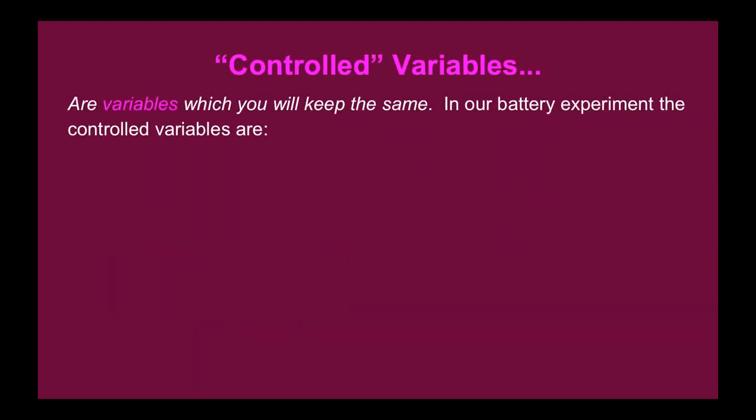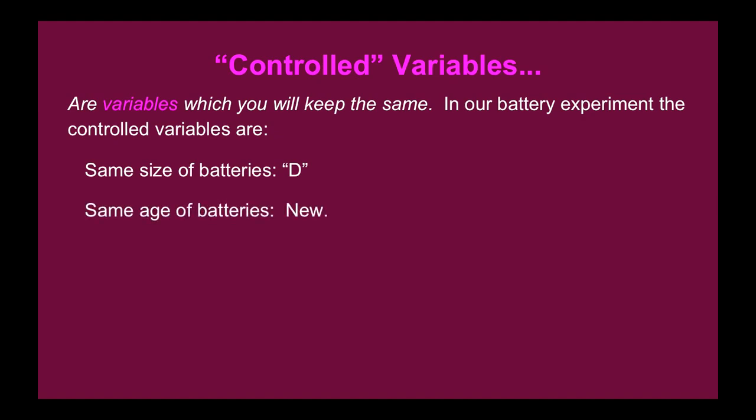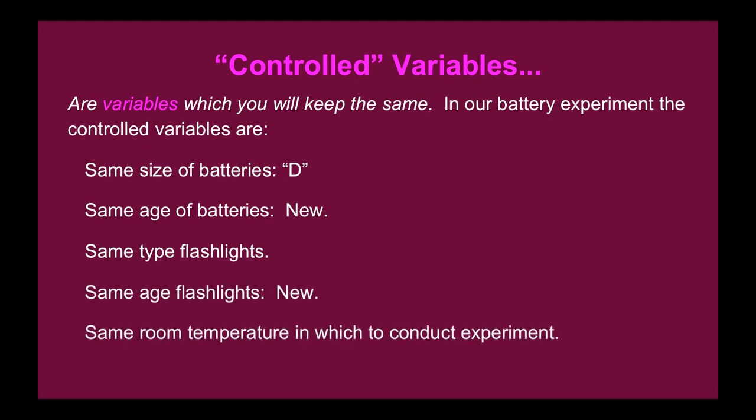Controlled variables are variables which you will keep the same. In our battery experiment, the controlled variables are the same size of battery, D, the same age of batteries, new, the same type of flashlights, the same age of flashlights, new, the same room temperature in which to conduct the experiment, and run the tests at the same time.